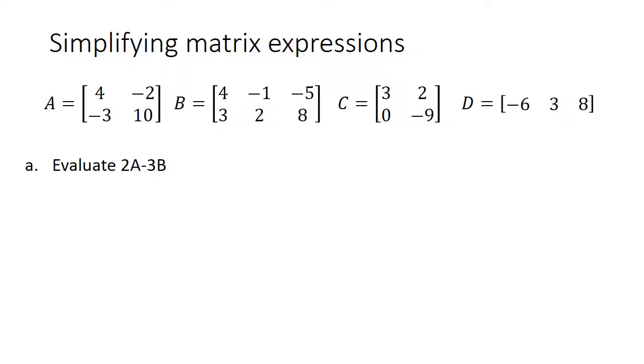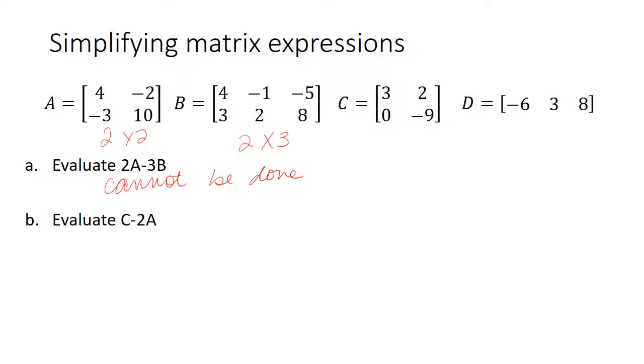Let's evaluate 2A minus 3B. So remember, the first thing we need to find out is, are they the same size? Can we even do that? So A is a 2 by 2, and B is a 2 by 3. You cannot do this. It cannot be done. So we don't even have to do that one.